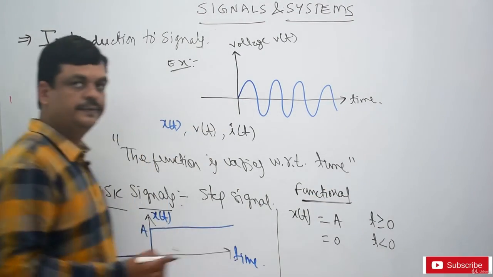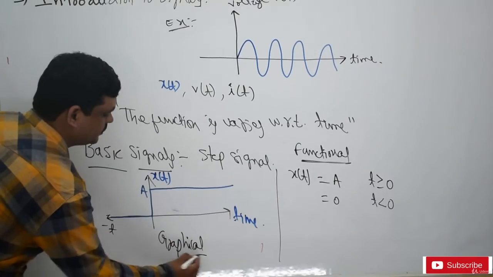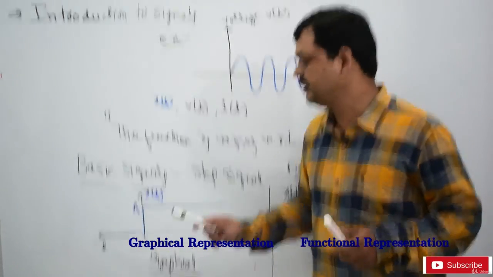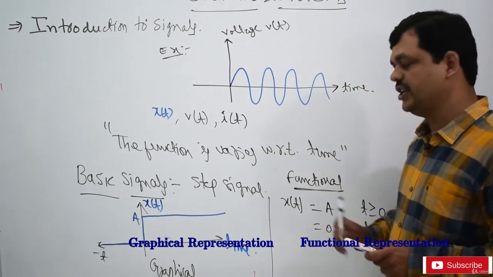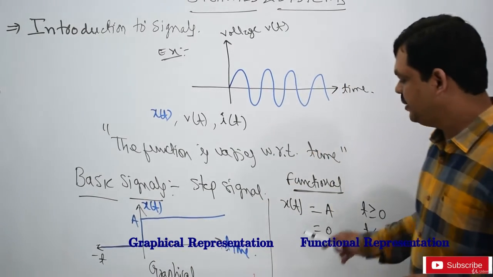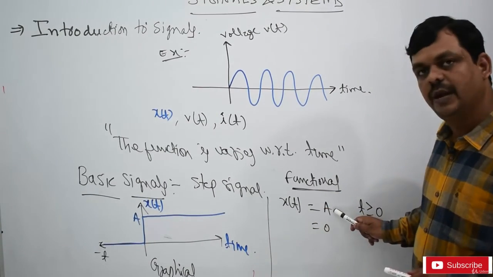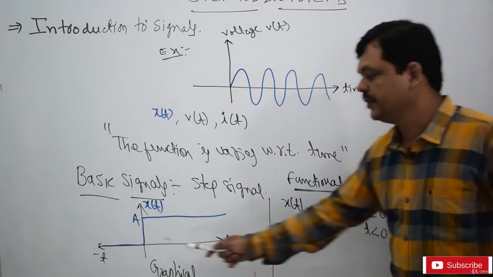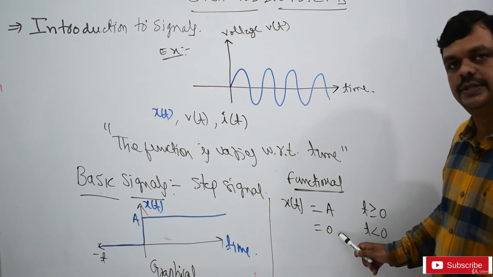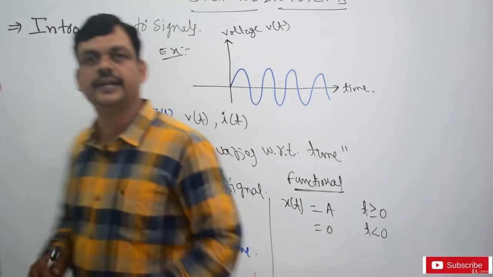This is functional representation, and this gives the graphical representation. So for every signal we have to discuss these two types of analysis, one is graphical and another is functional representation. Graphical representation is explained with y-axis and x-axis, and functional representation directly gives one equation like this. So x of t function has constant amplitude for t greater than or equal to 0. So this total positive side has constant amplitude, and on the negative side the amplitude is 0, t less than 0. This is one basic signal. The signal is a step signal.